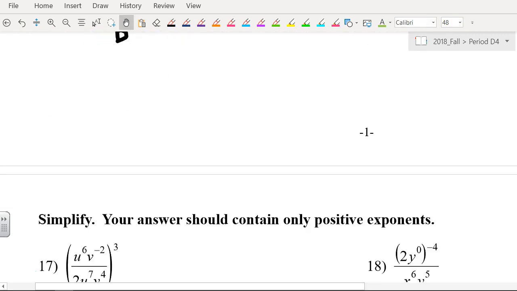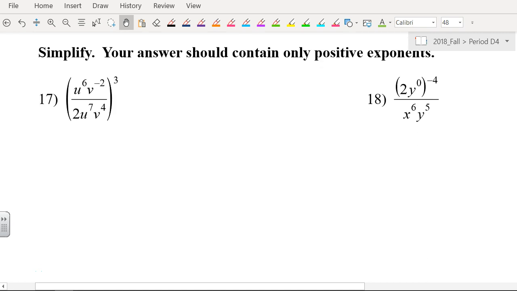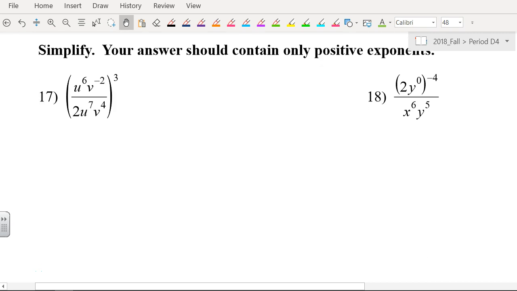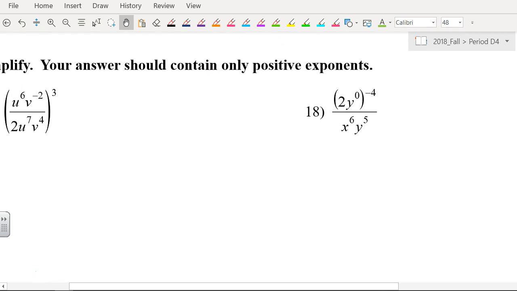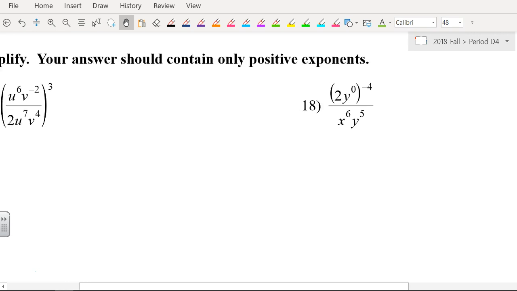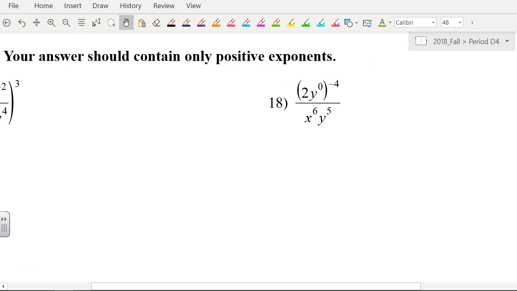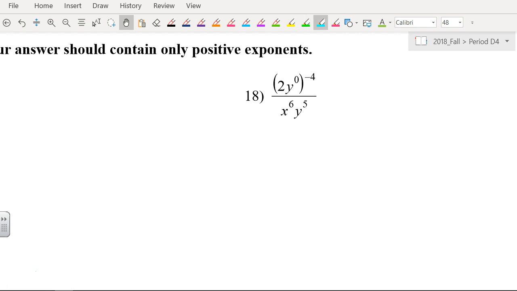All right, let's do a long one now. Woohoo! Yay. Let's see. So I already started doing 17. I didn't finish it in the other class. Well, let me do 18 first, see if we have time for 17.